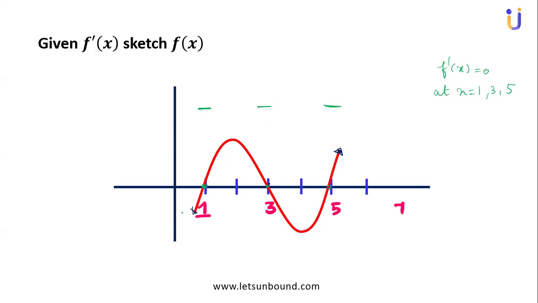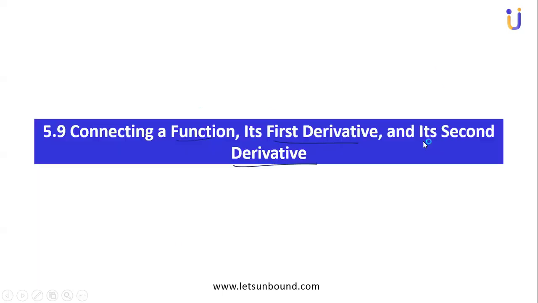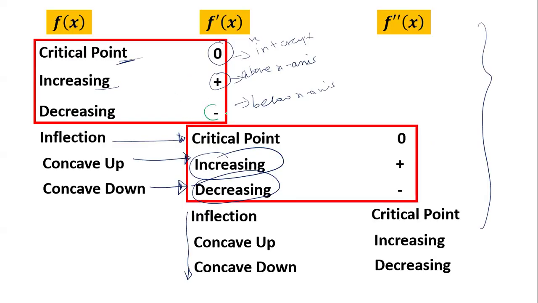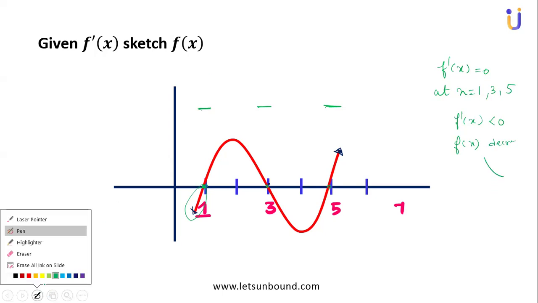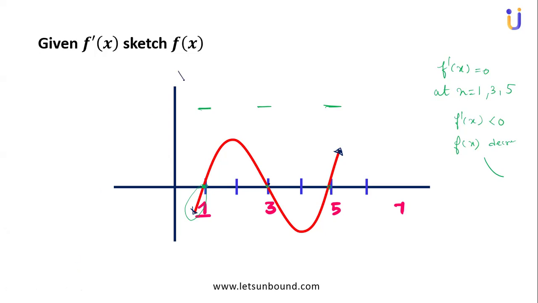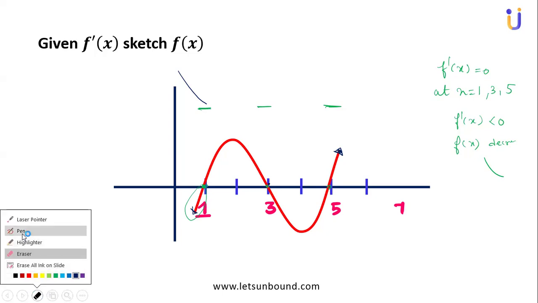Now, to the left of 1, what happens? It's negative. Your f dash of x is negative, which means f of x is decreasing, right? So your function should be decreasing, something like this, dropping down. So I know one part over here. It's coming like this, it's not going like this, right? So we decide that. Then after that, I think it will move up, but let's check.